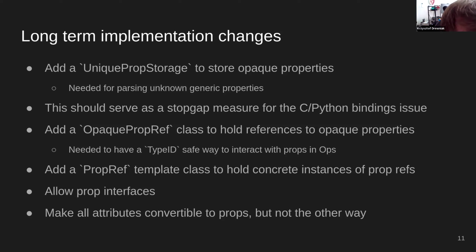Actually, one thing I don't understand. What's the purpose of unique prop storage? That is in case, for example, when you do need to parse generically and you don't have an operation, you could use that to hold your property. It would be a pointer to a C++ class internally, and you could use that to then initialize a C++ thing from C or from Python. So that is just another implementation detail.